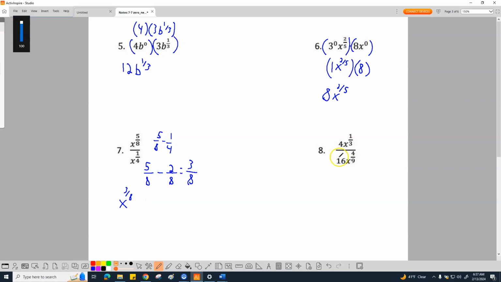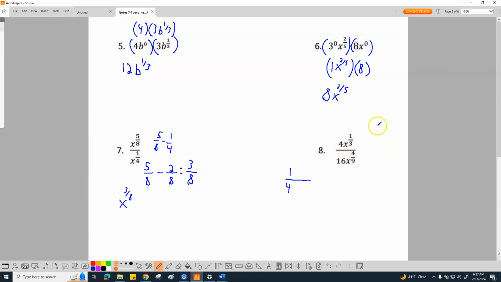All right, going to the next one. When I see a problem like this, I'm going to draw my fraction bar because I have to solve the numbers first. 4 over 16. That can reduce, y'all. 4 over 16 can reduce to 1 over 4. So I'm going to go ahead and write this down on my fraction. This is my first setup. And then I have to subtract my variables.